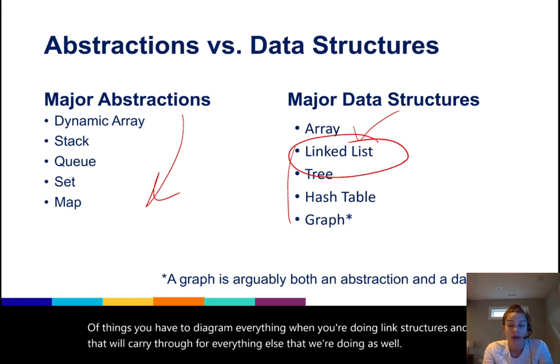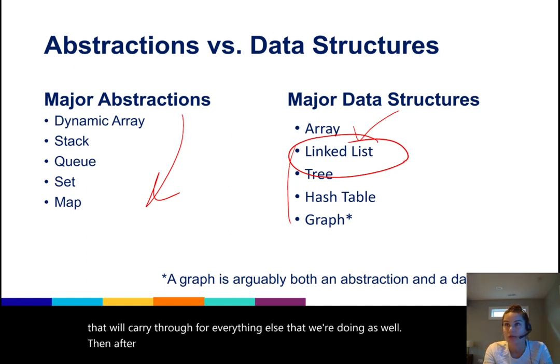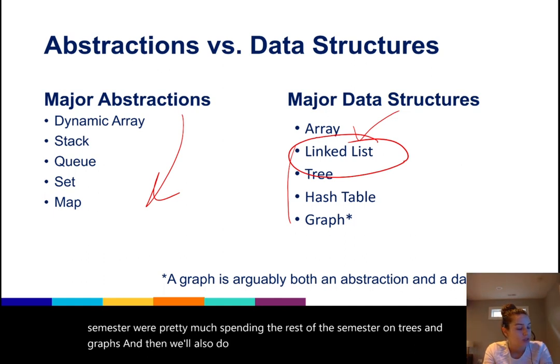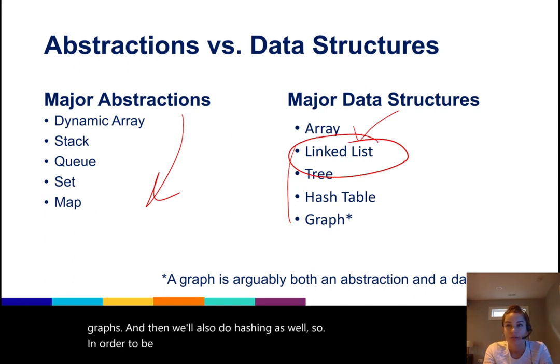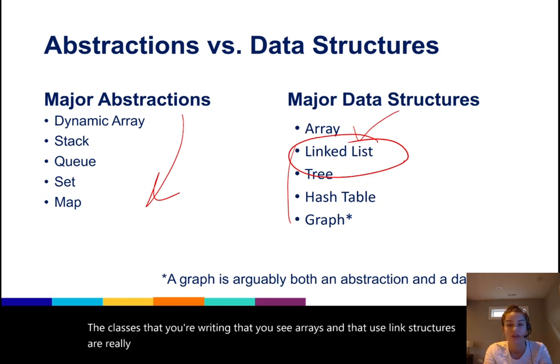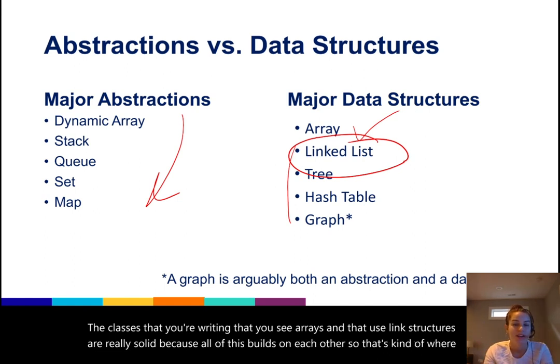After we finish this, which will be about halfway through the semester, we're pretty much spending the rest of the semester on trees and graphs, and then we'll also do hashing. In order to be ready to understand and implement trees and graphs, you have to make sure that the classes you're writing that use C arrays and linked structures are really solid, because all of this builds on each other. So that's where we've been and where we're going.